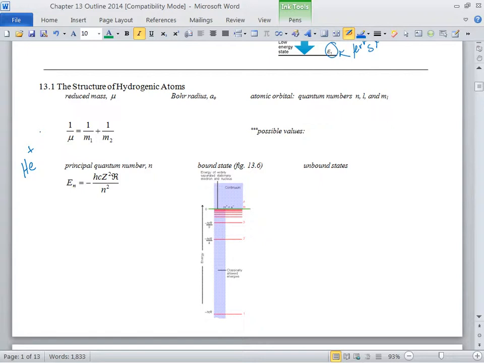By how much? Did you ever look at this? Yeah, it's around 10,000. You just look at the inside front cover. Protons are about 10,000 times more massive than an electron. So you have this really heavy nucleus compared to this really light electron. So let's say M1 is my electron, and M2 is my nucleus.